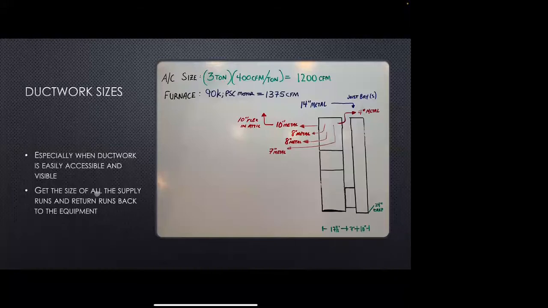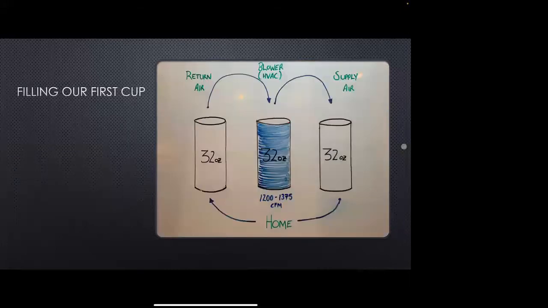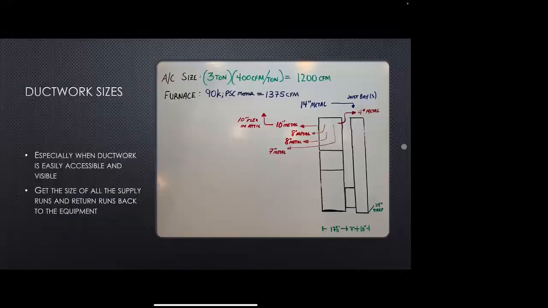So what we do is we get all the sizes of the supply runs, the return runs back to the equipment here. Or you may have a trunk that comes off of it. You could have a trunk that actually comes to the return as well. So get those sizes, write them down. Based off of that, we have 1,200 CFM on the AC that's needed, 1,375 on the heat.